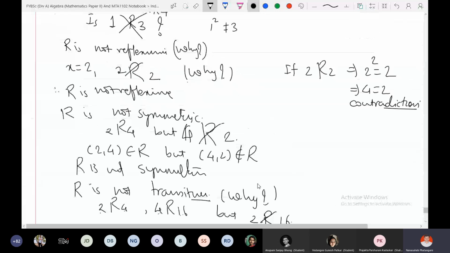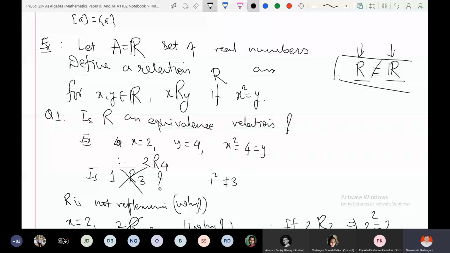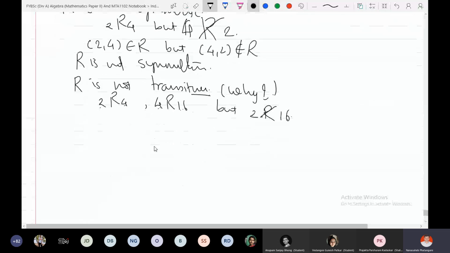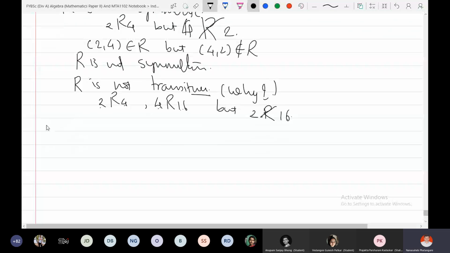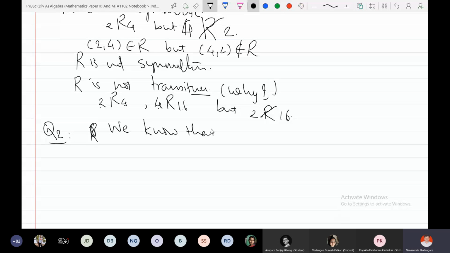Therefore, this particular relation is a relation, because some elements are related, and it is a subset of R cross R. But it is not reflexive, not symmetric, not transitive, just a relation. Now, second question I would like to ask. We know that R is a subset of A cross A.